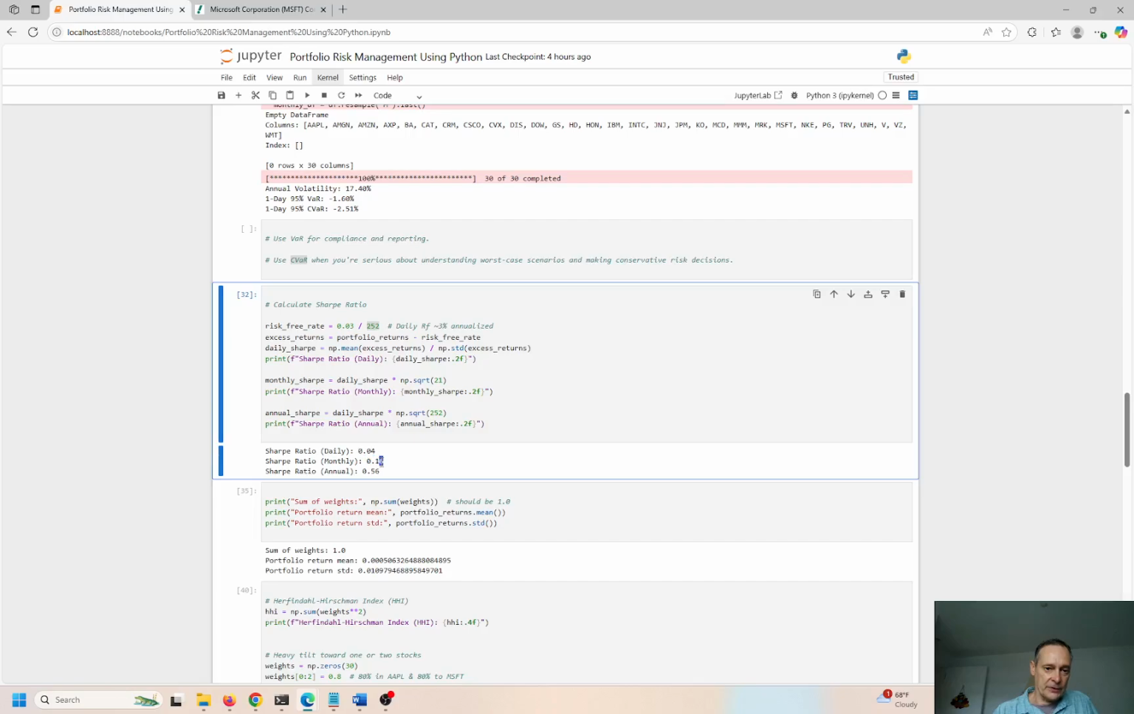The daily Sharpe is here, the monthly is here, and then the annual Sharpe ratio is here. So again, higher is better. If we held this portfolio for 1 year, we can expect a Sharpe of 0.5. Really, we would like to see something like 1. 2 would be great. 3 would be phenomenal.